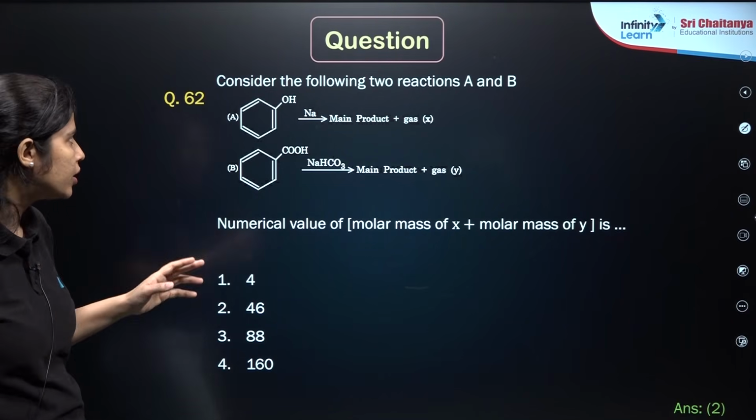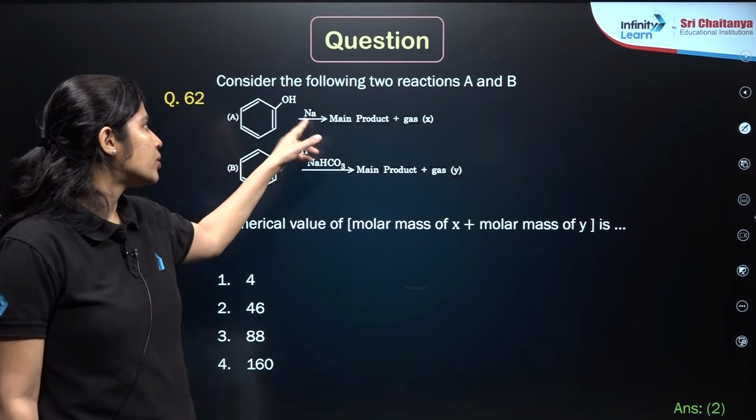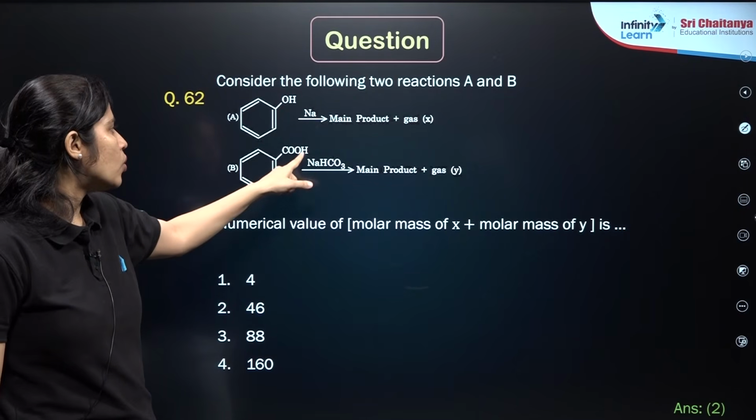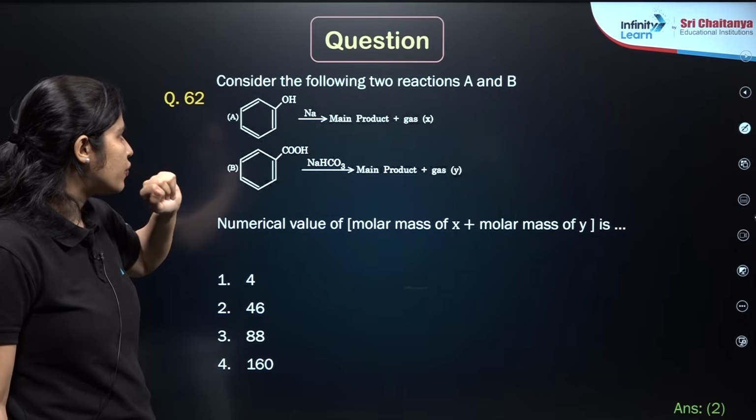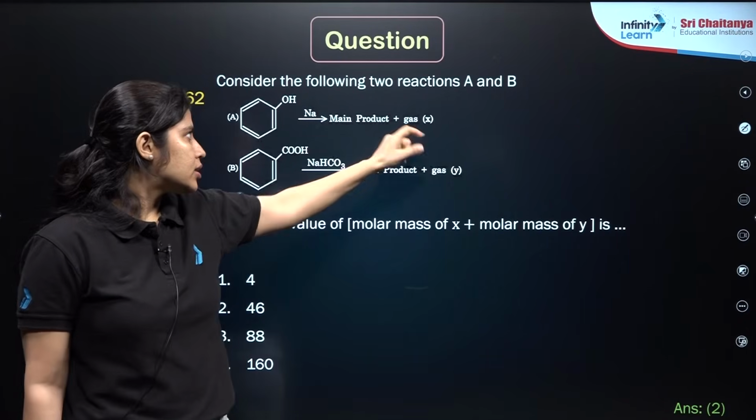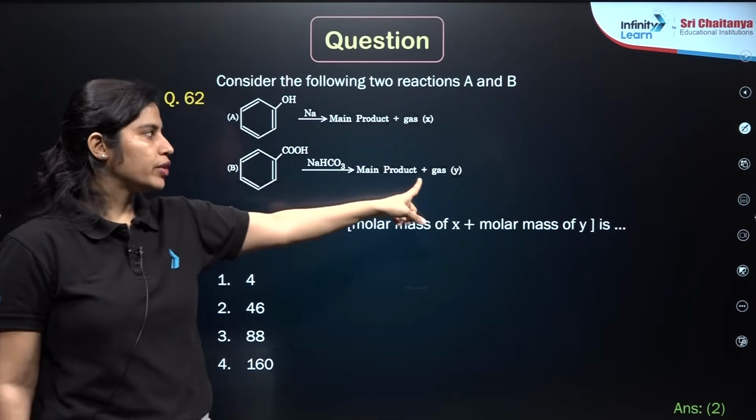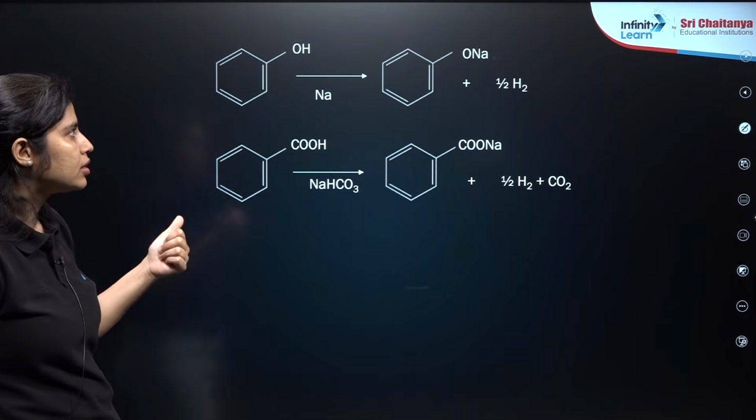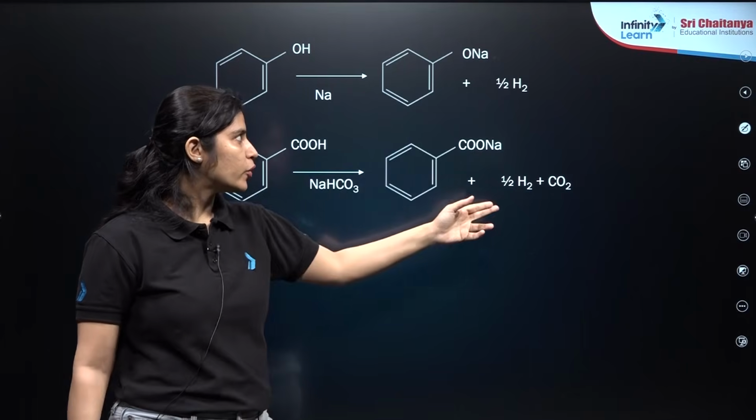So let us start over here. First of all, when phenol is going to react with sodium, it is going to make ONa, and here it is going to make COONa, right? That is fine. The gas that is released over here is hydrogen. The gas that is released over here is going to be carbon dioxide, right? Hydrogen mass is, this is how I've already written down over here.